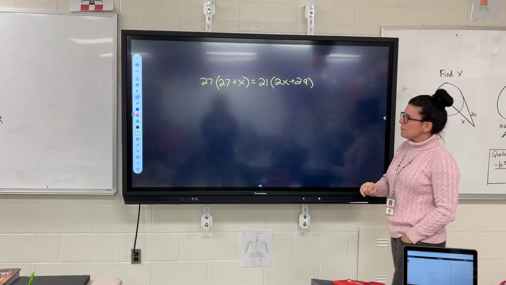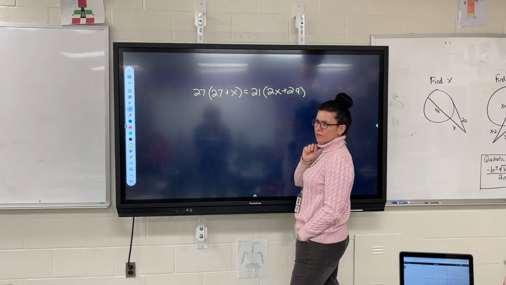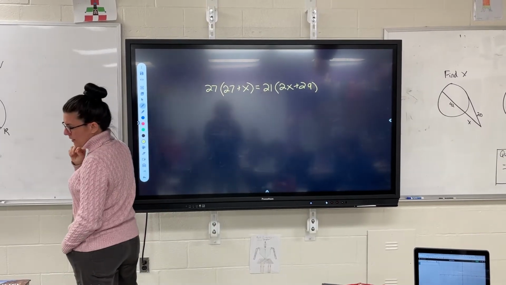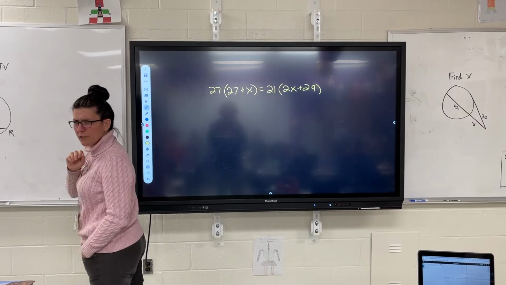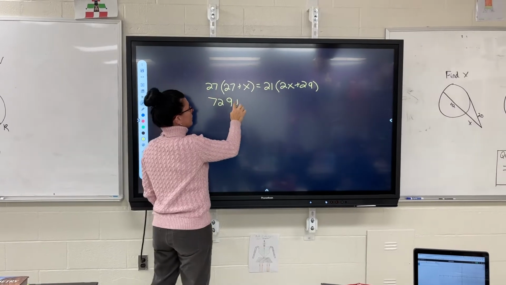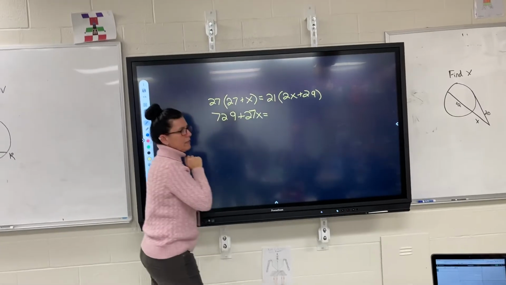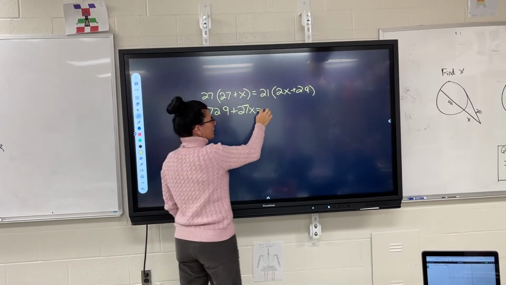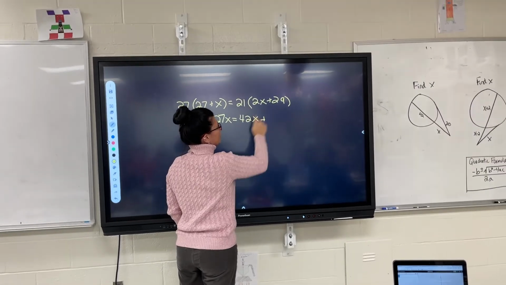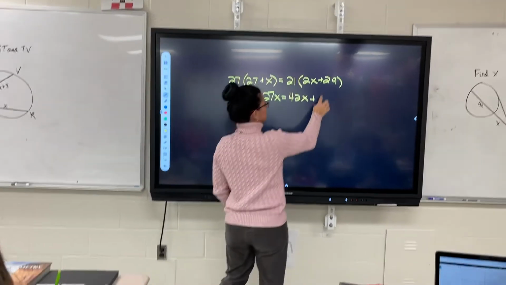Okay, help me out with Desmos. Let's distribute 27 times 27. What does that give me? 729. Is that what you said? And then distributing, we have plus 27x. On the right-hand side, we have to distribute that 21. 21 times 2x gives me 42x. And I need 21 times 29. 609?